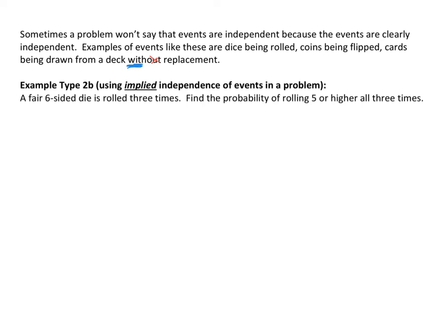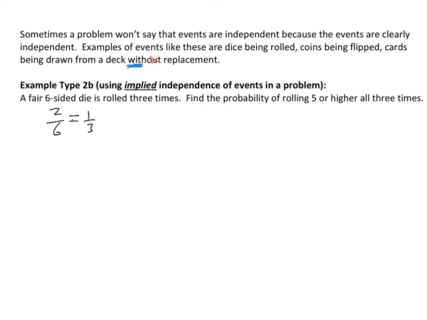A fair 6-sided die is rolled 3 times. Find the probability of rolling a 5 or higher all 3 times. Since these are dice, and it's not like the dice can remember what they rolled last time and try to avoid it the next time, all I need to do is multiply probabilities together here. Rolling a 5 or higher would be rolling a 5 or a 6. So there's a 2 in 6 chance of that, which is a 1 in 3 chance.